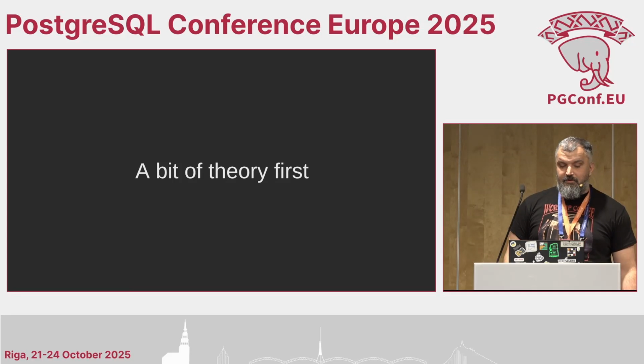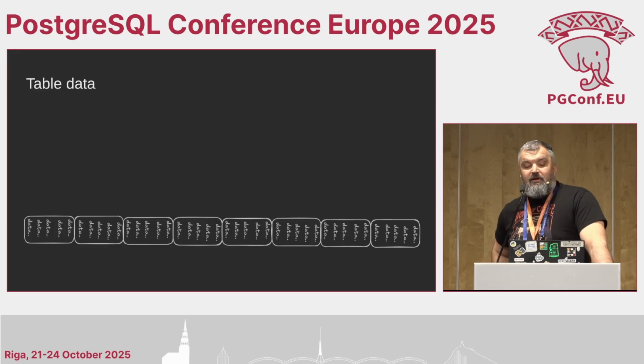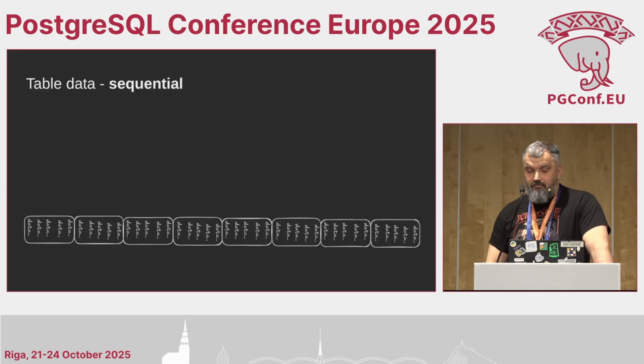And first, let's look a bit into the theory. So the data inside tables and inside database is organized in database blocks. So typically it's 8 kilobyte blocks, and they are laid out sequentially. So whenever you are searching for the data, you do a kind of sequential scan. So it gives you linear algorithm for retrieving the data.